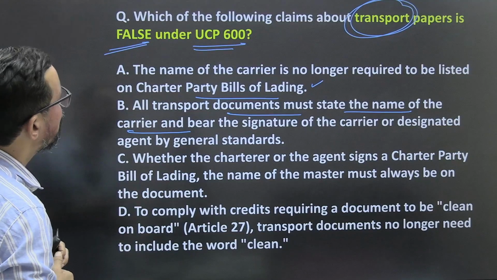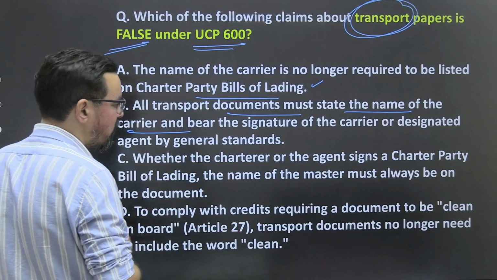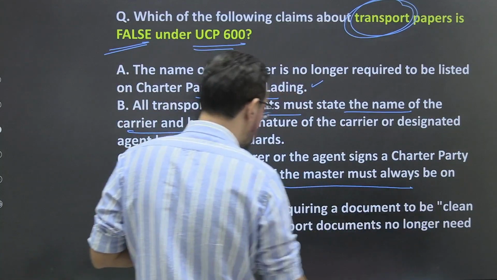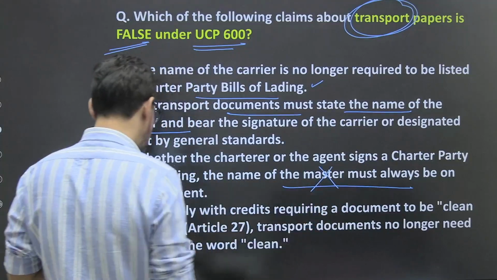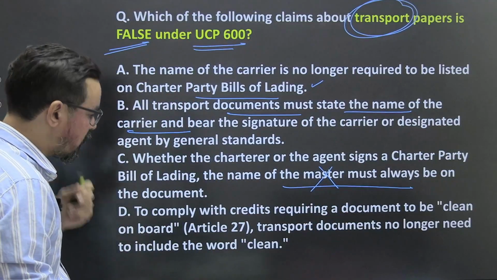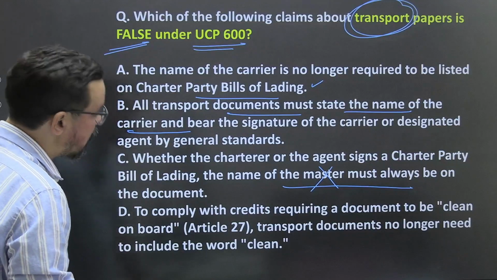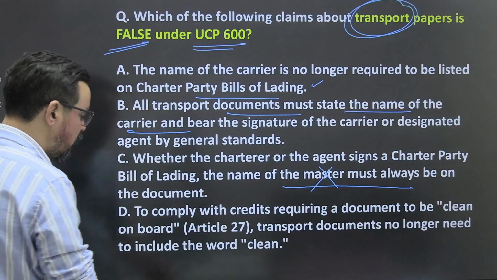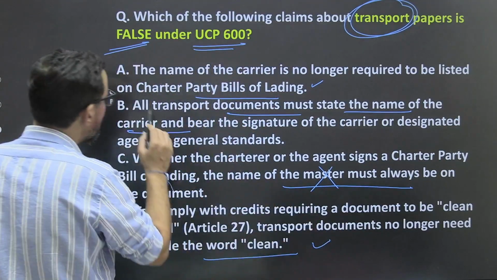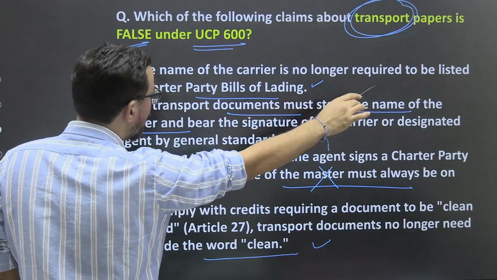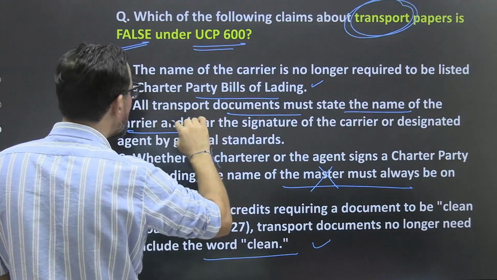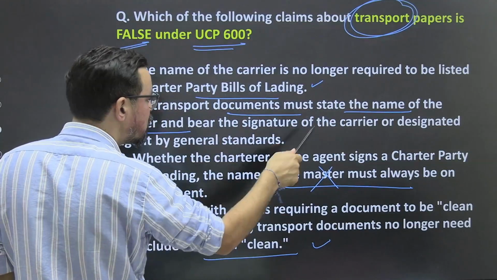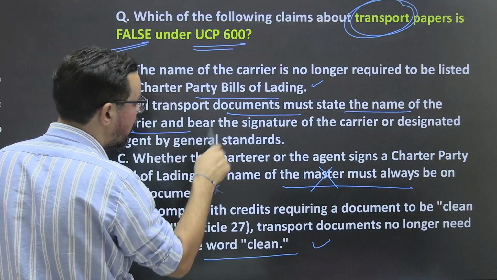Which of the following claims is false? Whether the charterer or the agent signs charter party bills of lading, the name of the master must always be on the documents. It is incorrect. To comply with credit requirements of documents being clean on board, Article 27: transport documents no longer need to include the word clean also. So this is true again. The name of the carrier is no longer required to be listed on charter party bills: it is true. All transport documents must state the name of the carrier and bear the signature of the carrier and all. So these are contradicting each other.